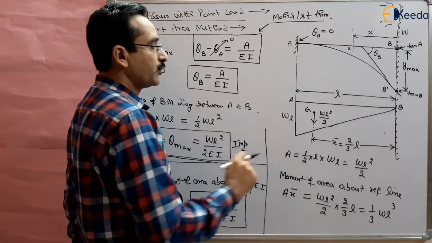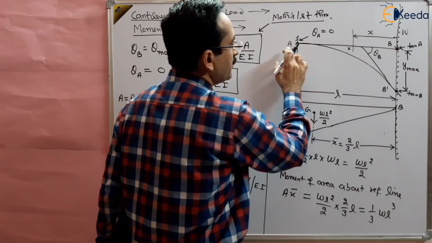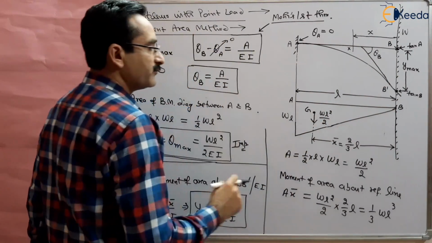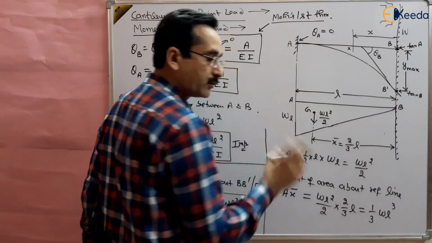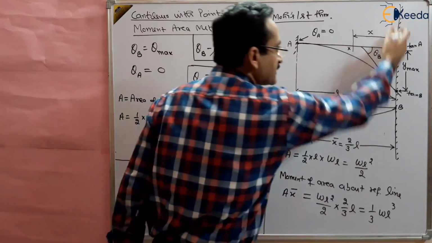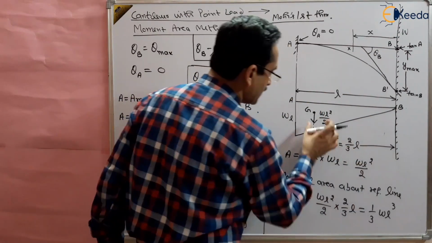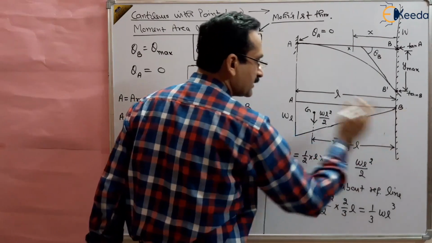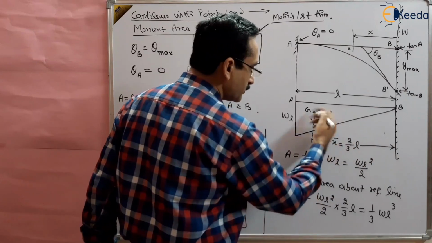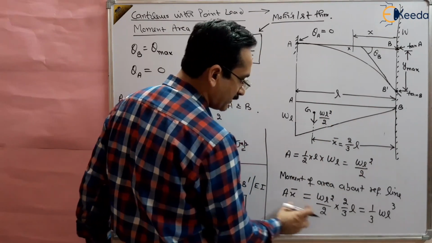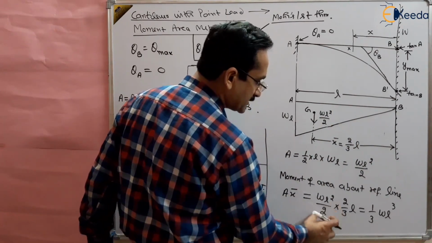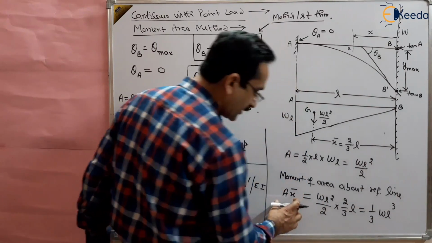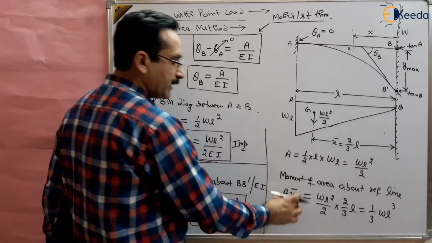So what is the theorem? First you take the area between A and B. The area between A and B is the total area, WL square by 2, which passes through the centroid, and take the moment of this area about this reference line. This area is at a distance of 2/3 of L from the reference line B. So the moment of this area will be A x bar, which is the area WL square by 2 multiplied by the perpendicular distance. This is the moment of the area between A and B, right?